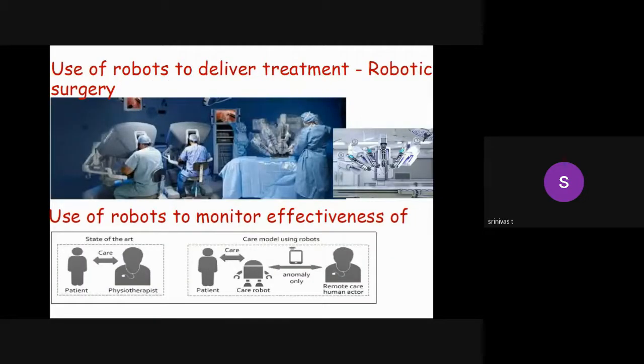slide. Here is one more figure talking about the use of robots to deliver treatment, robotic surgery. Robotic surgery nowadays is one of the emerging areas. If you go to any hospital, particularly Apollo Hospital or maybe Care Hospital, you could see the robotic surgery boards. So this is one of the upcoming emerging areas. Next slide.